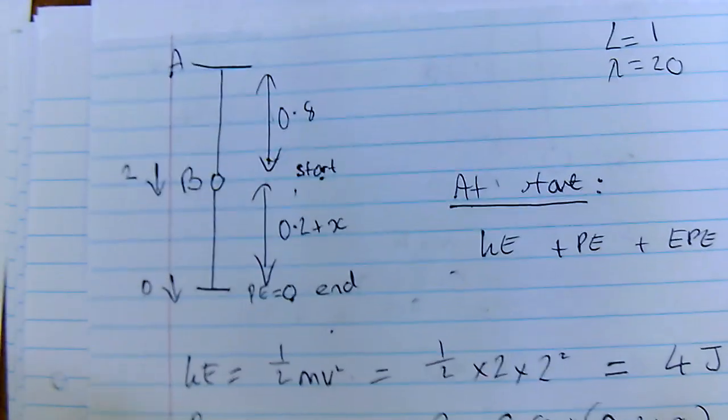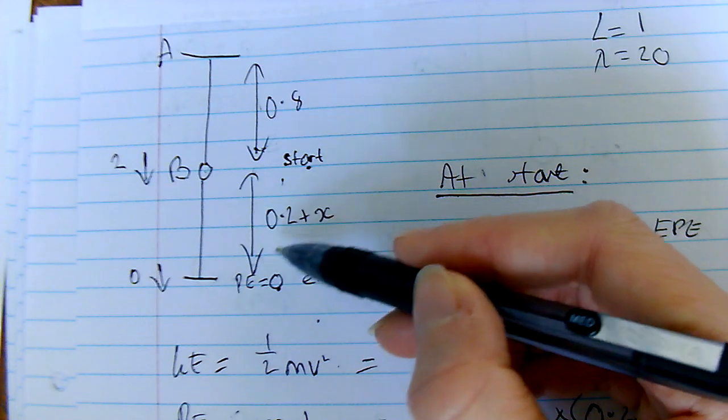Okay, if we have a look, that's why, because it's fallen all this distance, you add on the 0.2.